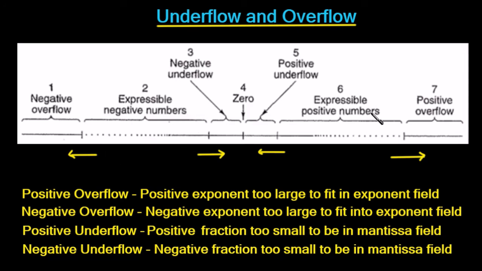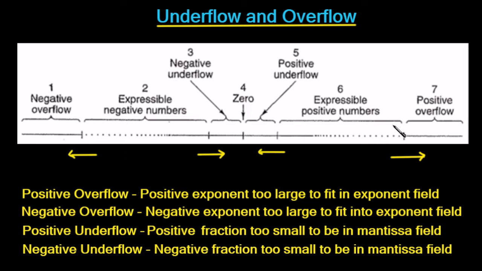But if the positive numbers get too large, then we're going to have a positive overflow. That is, a positive exponent that's too large to fit in the exponent field. And the same for the negative: a negative exponent that's too large to put in the exponent field. The exponent field only has 8 bits in it. We could represent larger numbers with a larger field, so rather than a 32-bit floating point number, we could have a 64-bit floating point number with a larger exponent field and also a larger mantissa field.